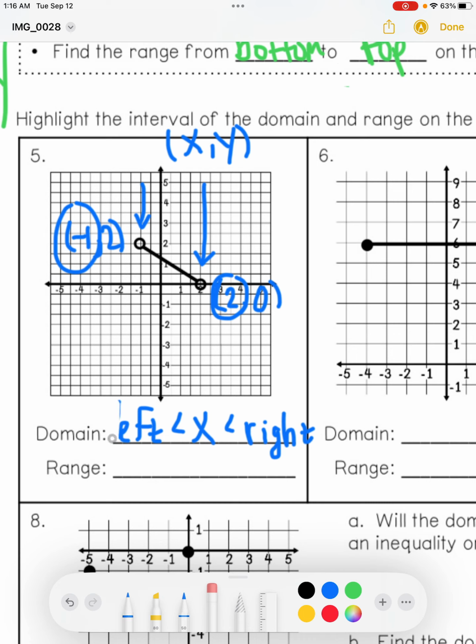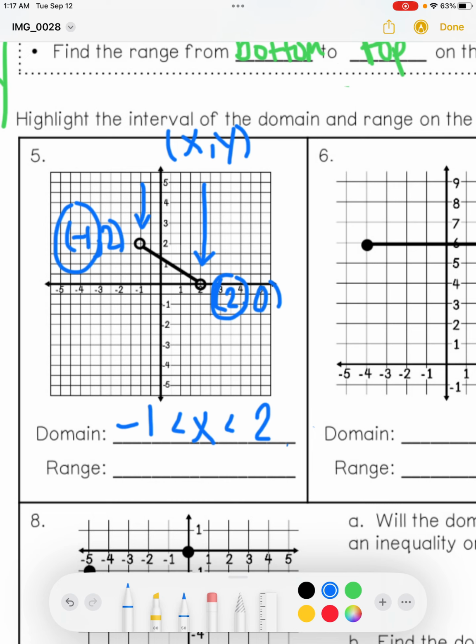So then I just go back and say, well, my leftmost x value, the smallest x value that I can have, is -1 on this line. Then I move to the right and I say, well, what's the x value I have all the way to the right? That would be 2.